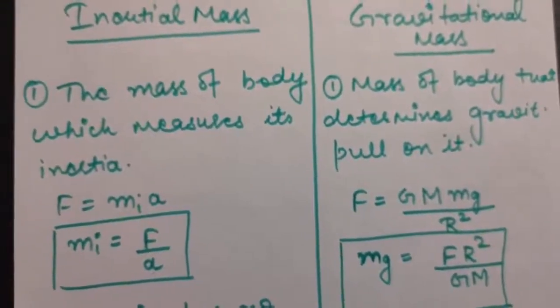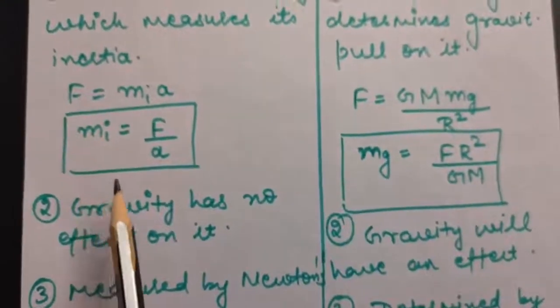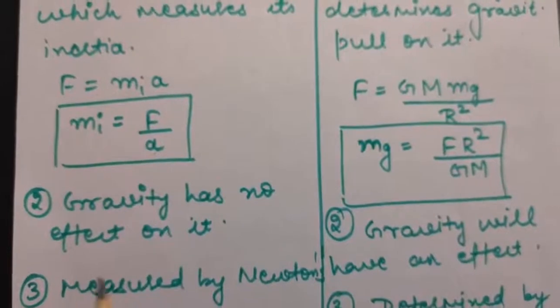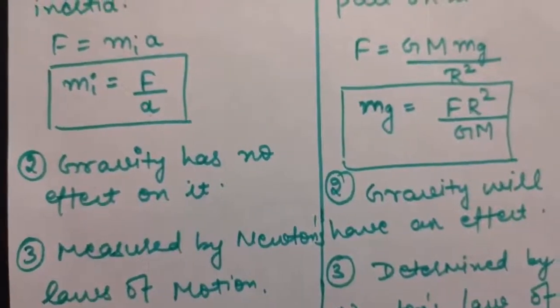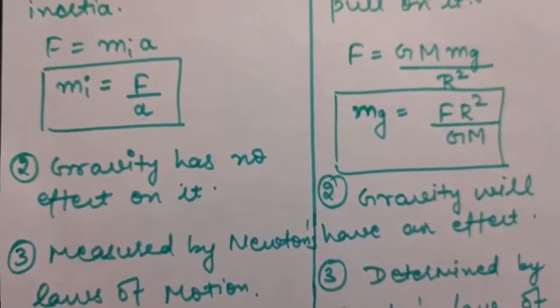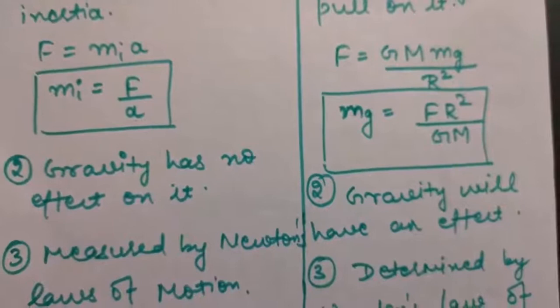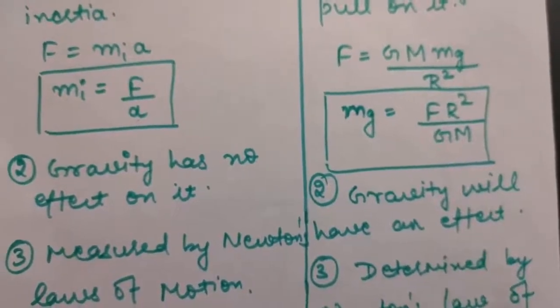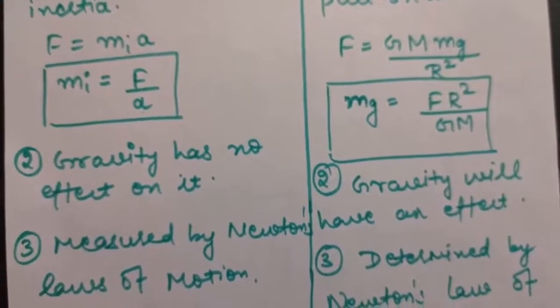Okay, so from here you can say the inertial mass does not depend on gravity. Therefore gravity does not have any effect on inertial mass, and therefore inertial mass always remains the same. But gravitational mass depends on gravity. So as the gravity changes on different planets, gravitational mass will also change.